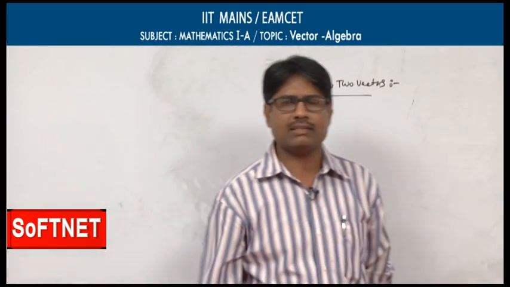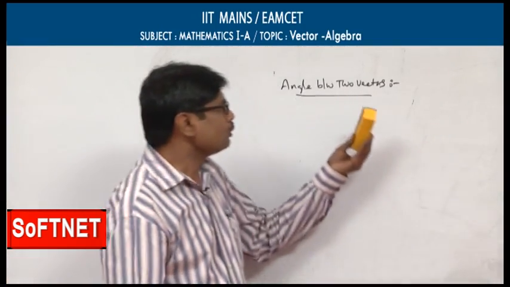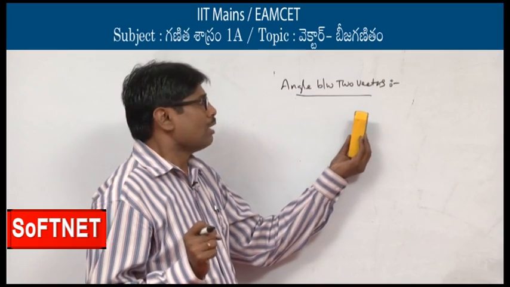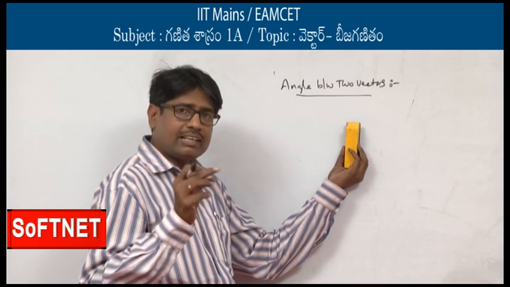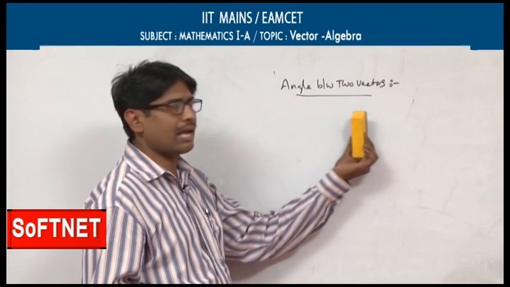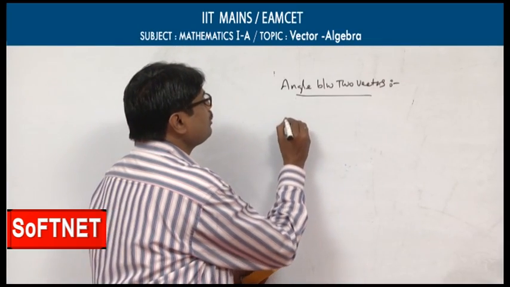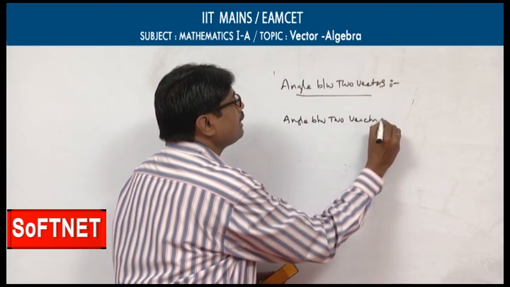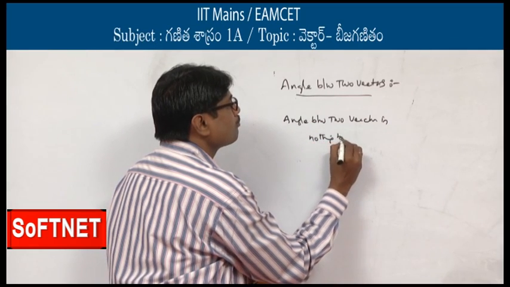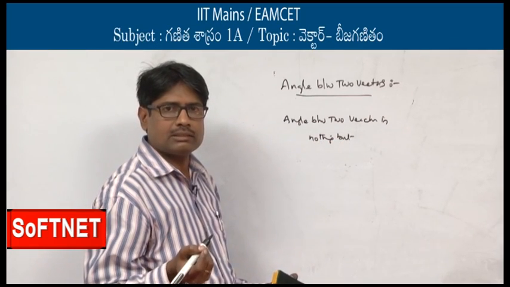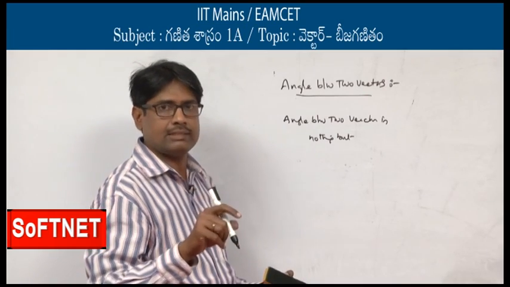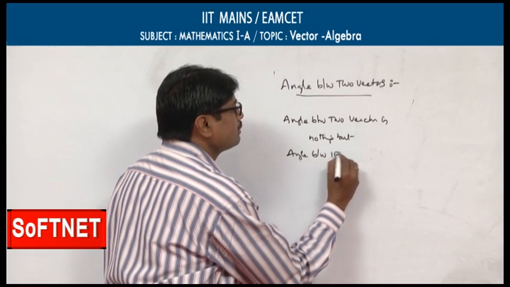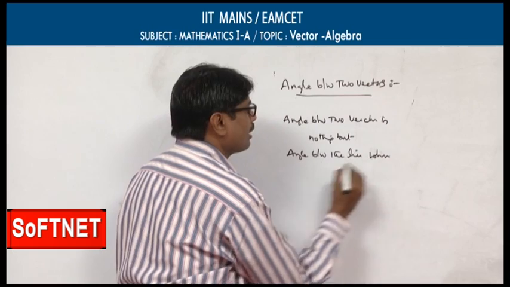How is an angle defined between two vectors? Generally, an angle is found between two lines only. But a vector is concerned with the direction as well as the magnitude. Then how do we get the angle? The angle between two vectors is nothing but the angle between the lines where the vectors lie.